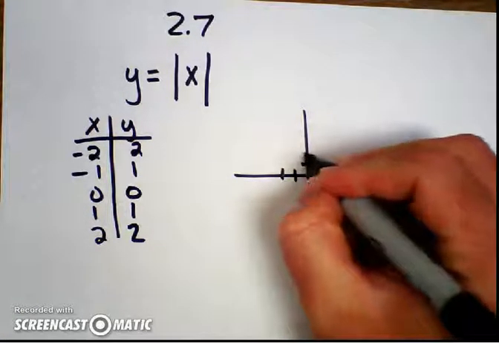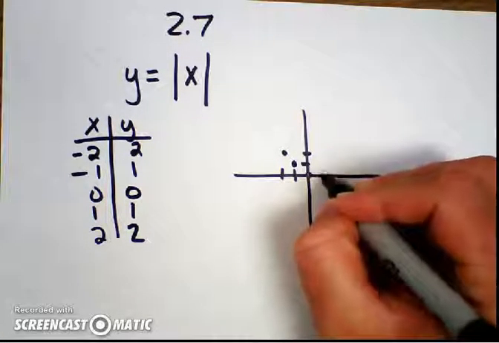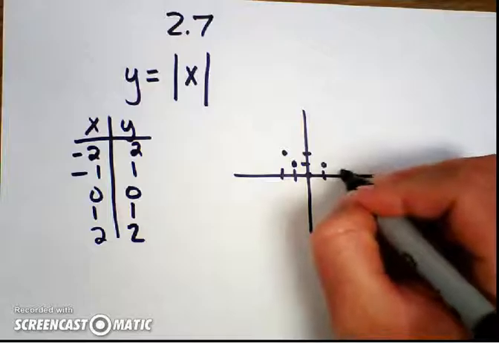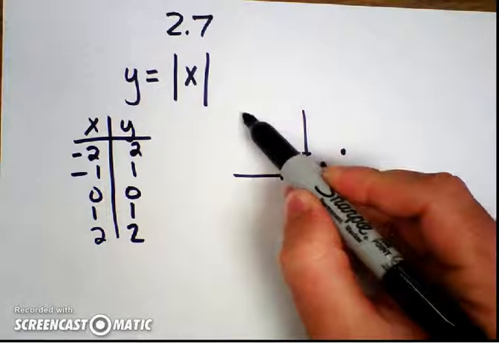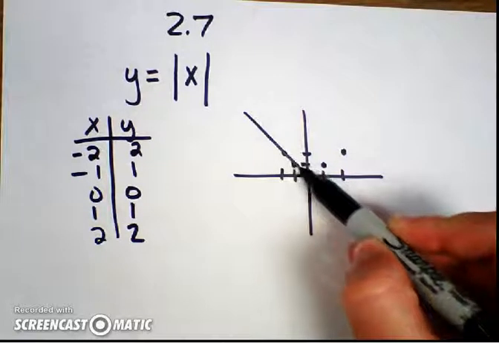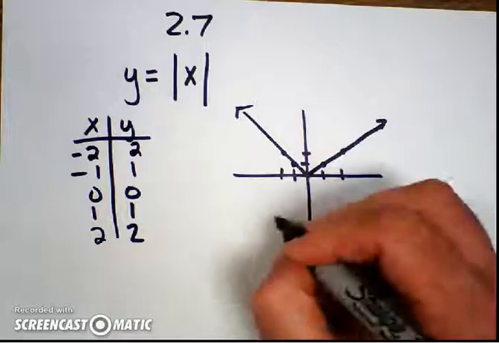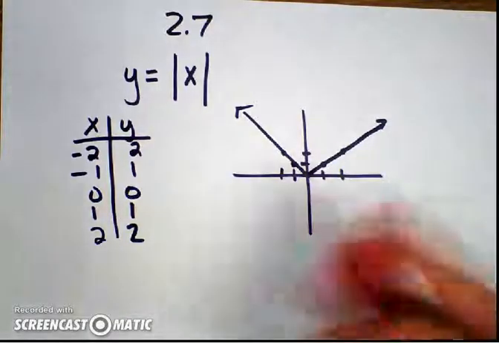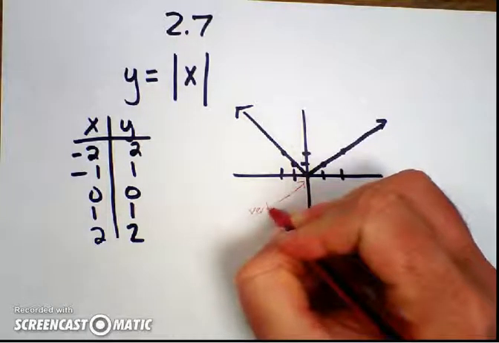-2, +2. -1, 1, 0, 0. 1, 1, and then 2, 2. Now the graph is going to look like this. You can tell it's just two lines connecting at what's called a vertex. Okay, this point right here is what's known as the vertex.